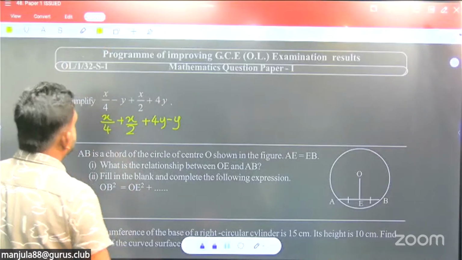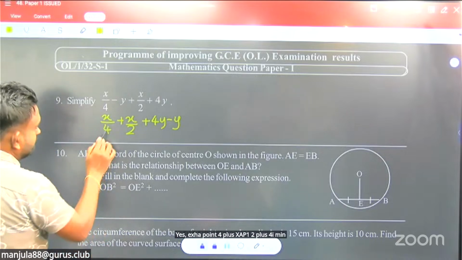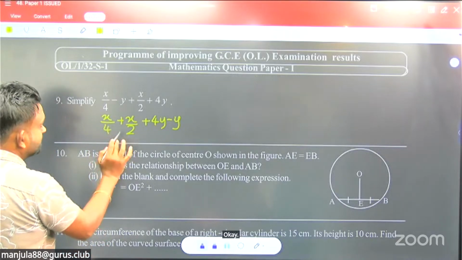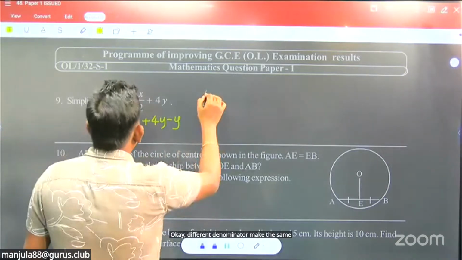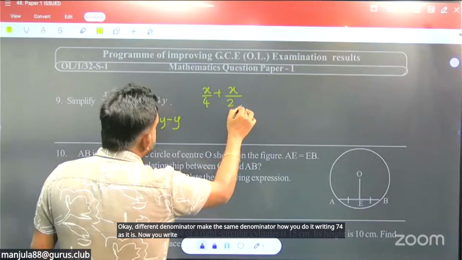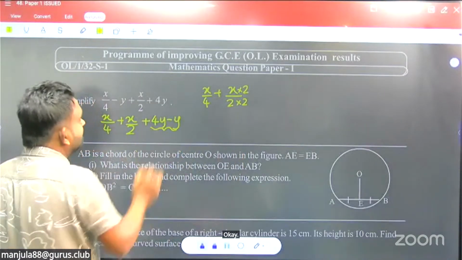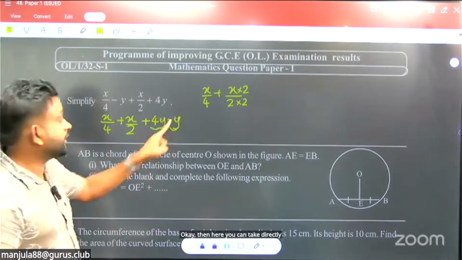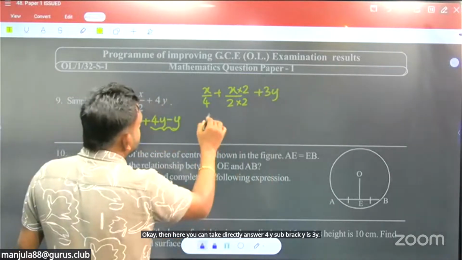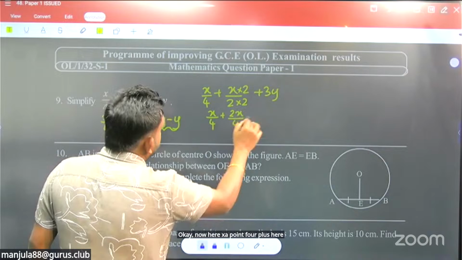Yes, x upon 4 plus x upon 2 plus 4y minus y. Now check here, 4 and 2. These are different denominators, so make the same denominator. How do you do it? Write x upon 4 as it is. Now you write the equivalent fraction by multiplying by 2. Then you can take directly 4y subtract y is 3y. Now here x upon 4 plus 2x upon 4 plus 3y.